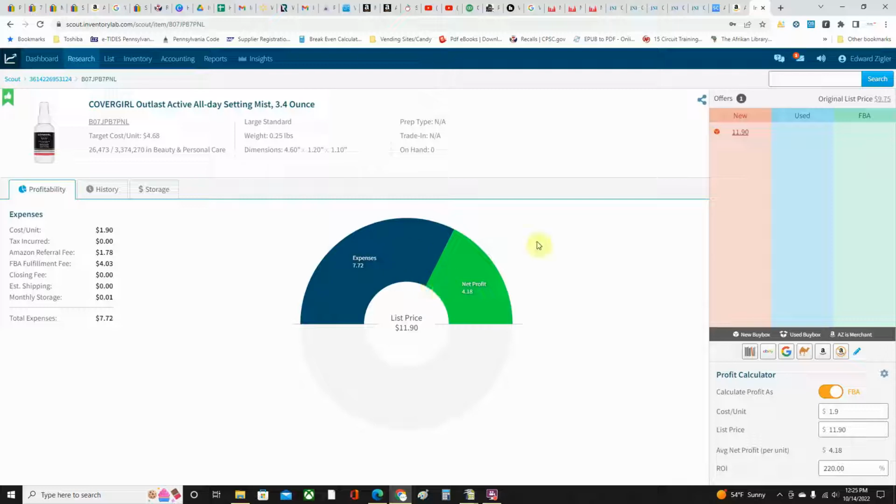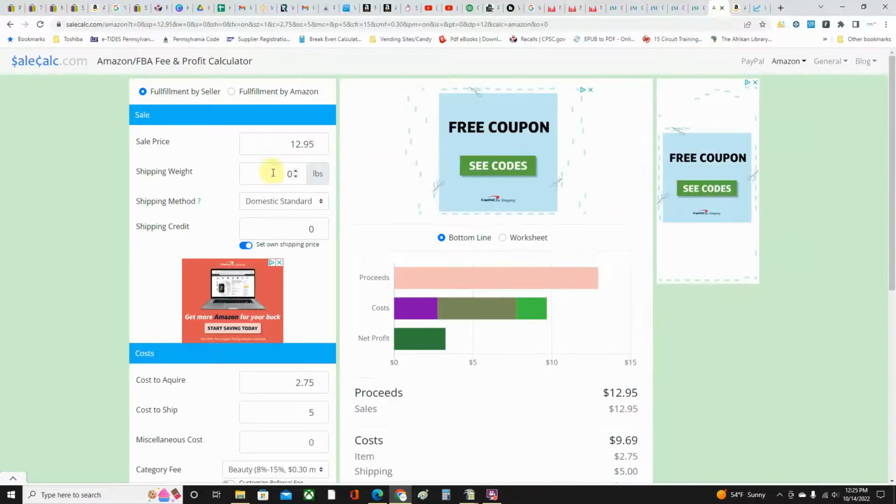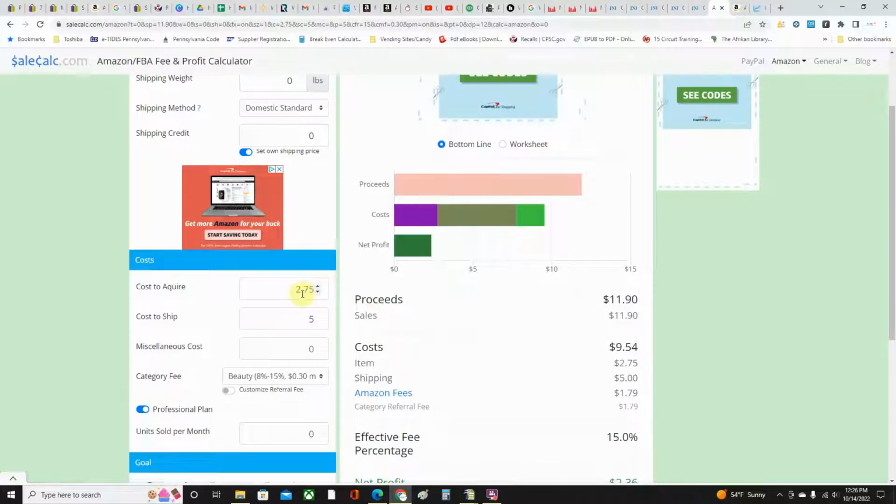Now if you want to do merchant fulfill, you can use Sell Calc for that. You would just make sure that this drop down menu over here is Amazon selected. You would do fulfillment by seller, not fulfillment by Amazon. You would do that $11.90 price. Shipping weight I put to 0, and shipping credit I put to 0 because Amazon doesn't give you money for shipping. Okay. Cost to acquire, we're going to put that back at our $1.90.